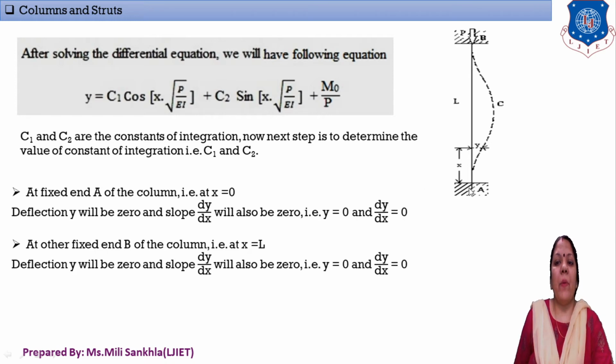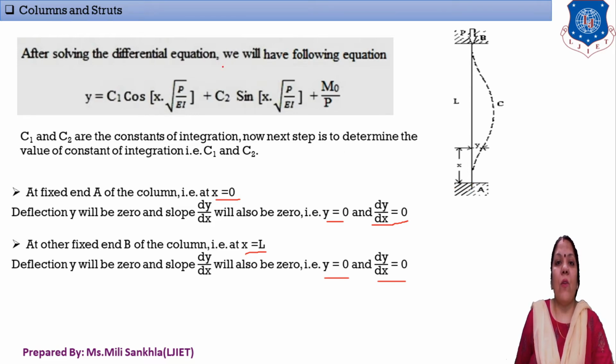Again I am repeating. At point A, our distance x is equal to 0, and deflection y is equal to 0 and dy by dx is also 0. At point B, x is equal to L, deflection y is equal to 0 and dy by dx is equal to 0. Now one by one we apply the boundary conditions. First we apply the boundary condition at point A.